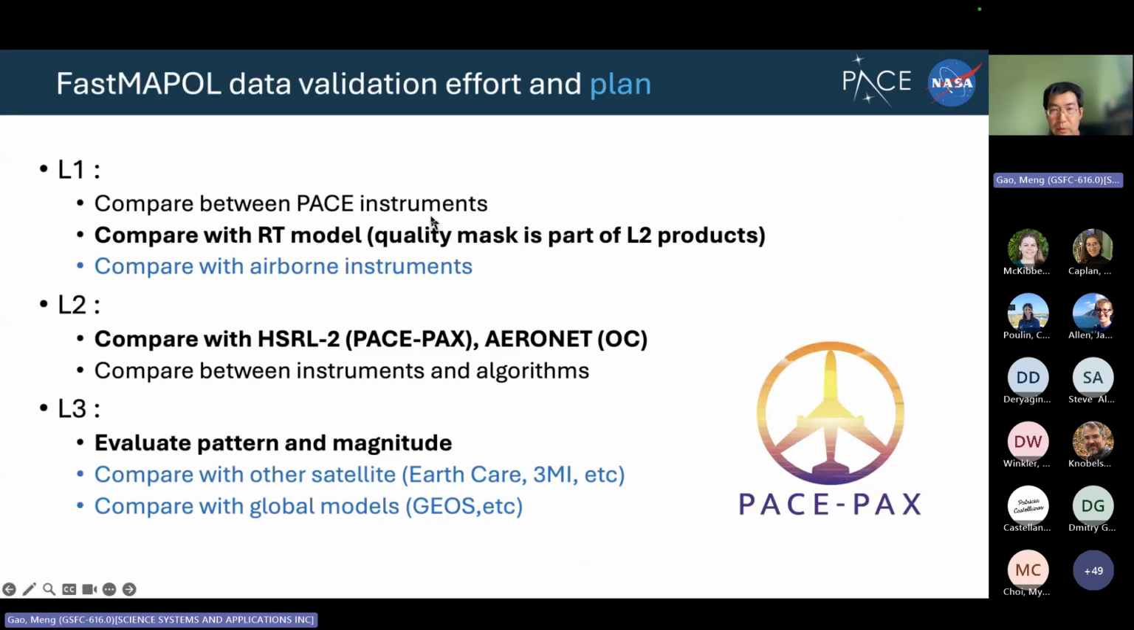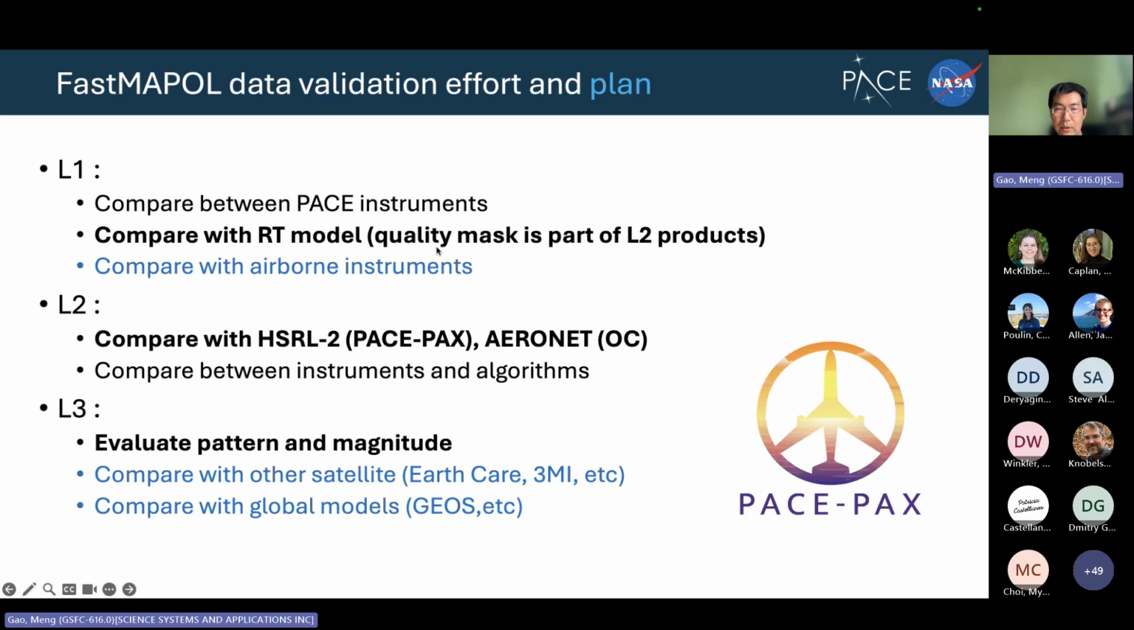So I will show you really quickly about our validation effort, because many products are really new, and so it's not easy to validate them together. So we have been looking at the 3 data levels. For level 1 data, we can look at whether, from the reflectance and the polarization, they agree with each other. And we can also look at whether they can agree with our forward model.